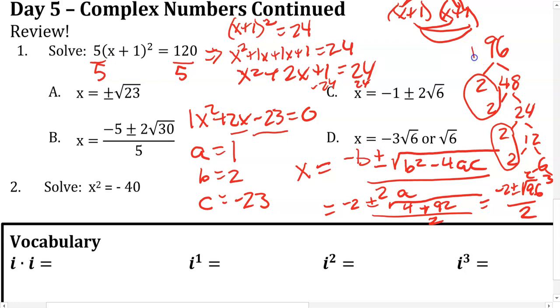So the square root of 96 is the same as 4 times the square root of 6. So I have negative 2 plus or minus 4 radical 6, all divided by 2. Negative 2 divided by 2 is negative 1. I keep my plus and minus. And 4 radical 6 divided by 2 is 2 radical 6. So my answer is C.